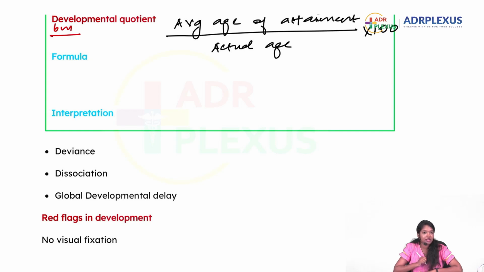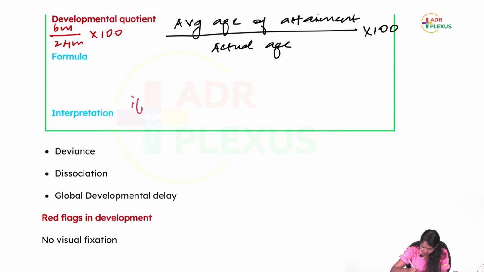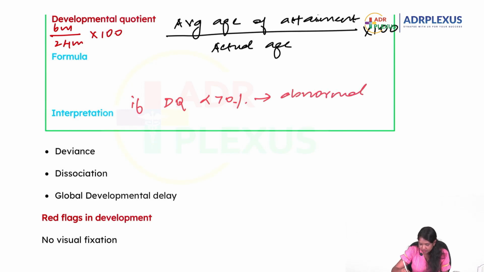But what is the actual age of the child? 2 years. It means 24 months into 100. This is the formula. Okay, you will calculate this. This is how you calculate the developmental age. For every milestone, you will calculate: for gross motor separately, fine motor separately, social separately, language separately. And then you will add everything and give the average. Okay, that is the development quotient calculation. This is the formula and interpretation. How to interpret? If development quotient is less than 70%, it means it is abnormal and you have to evaluate.